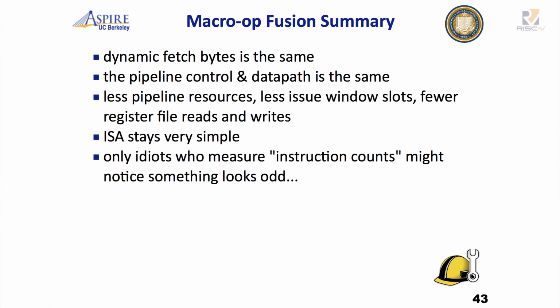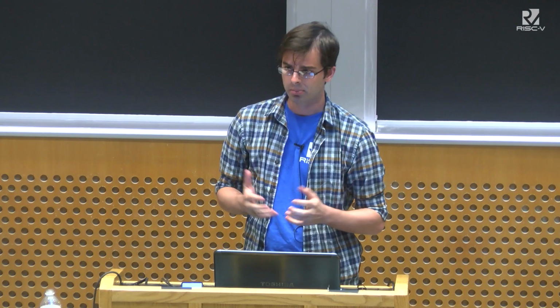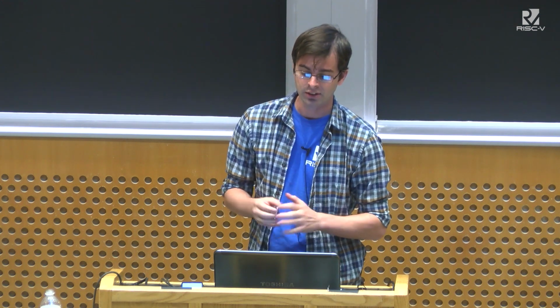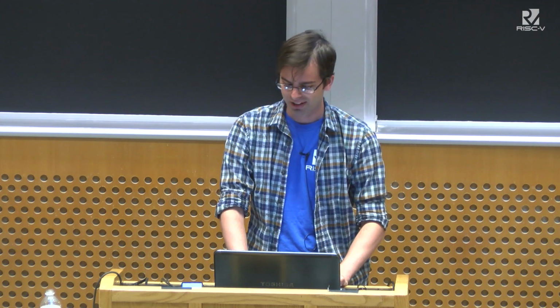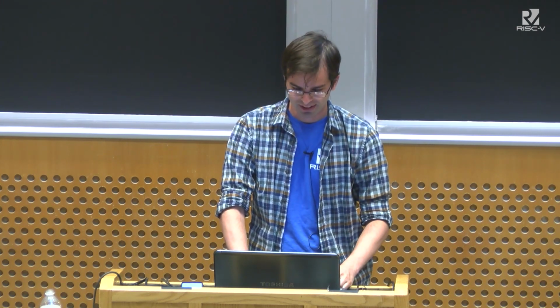So to kind of conclude on macro-op fusion, we're already with RISC-V fetching fewer dynamic bytes than the other ISAs, and that's being untouched. We're really taking that as an advantage here. The pipeline controlling the data path of the processor can also stay untouched. You're really only having to modify the decoder logic to take advantage of this. And when we use this, we're going to use less pipeline resources, less issue window slots, fewer register file reads and writes. It's really a pretty cool technique, and the ISA stays the same. And no one's going to notice this unless they're stupid enough to go around and measure instruction counts. They're the only ones that might see something that's a little off.